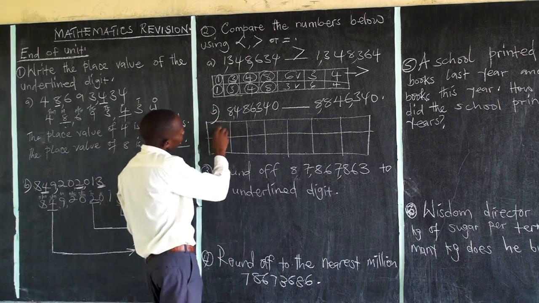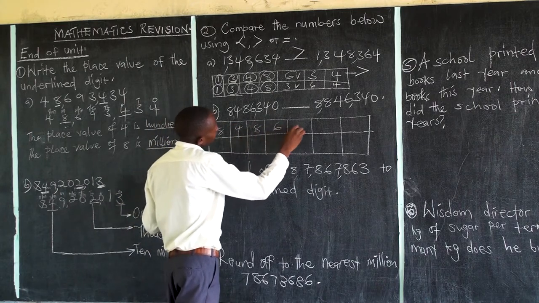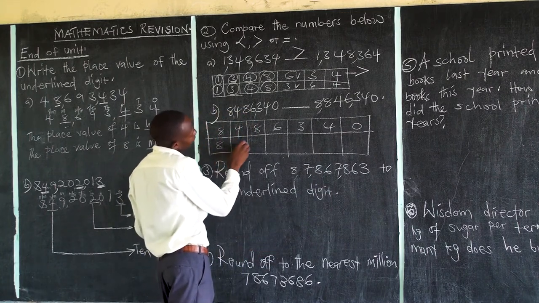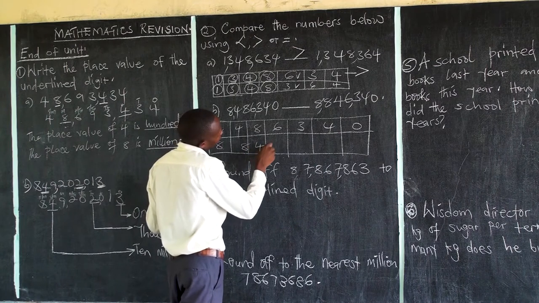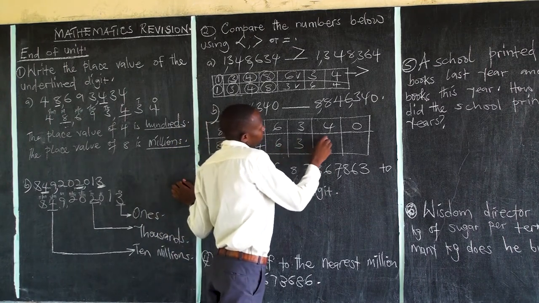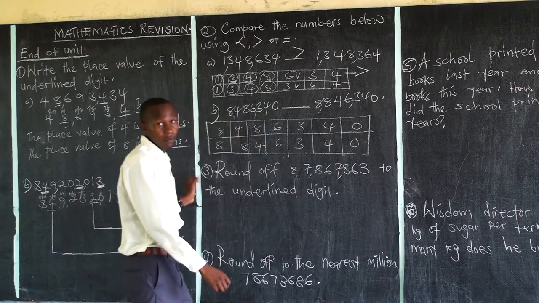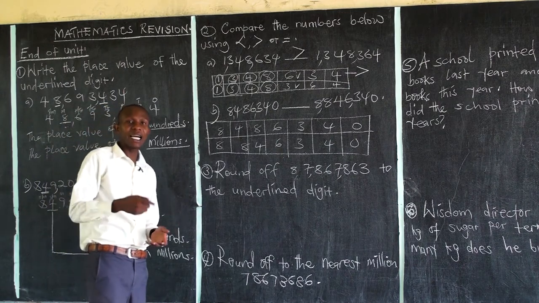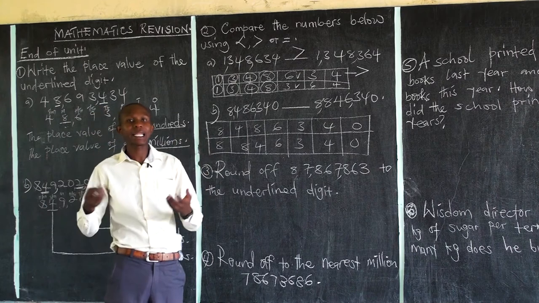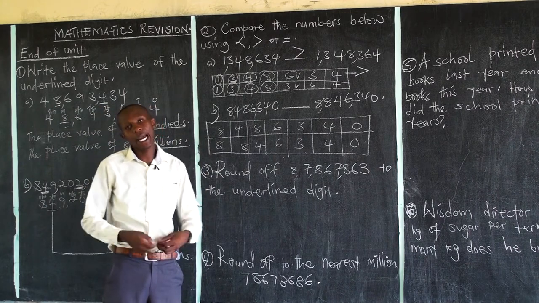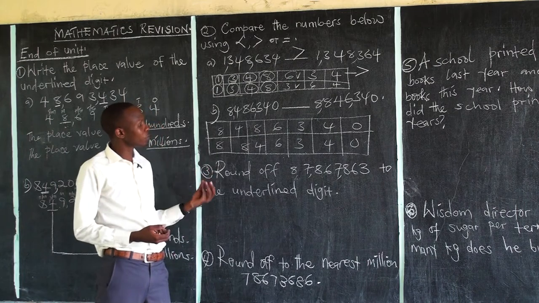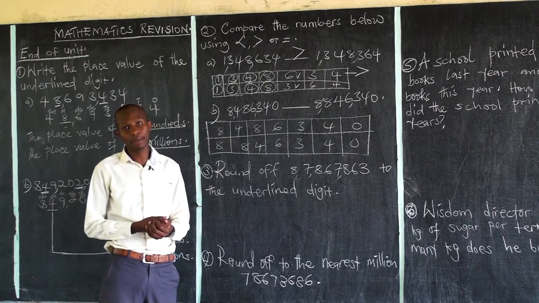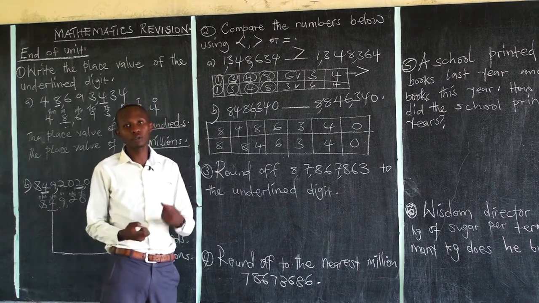So we have here 8, 4, 8, 6, 3, 4, 0. Then we come to the next one. We have 8, 8. We have 4. We have 6. We have 3. We have 4. We have 0. We have got 2 numbers there. We also don't know which one is bigger than the other. Which number is really greater than the other number? Or are they the same? I don't know. What we shall do, we shall have to come together and we work out the number. Then we see if they are the same, we shall be in position to identify them. If they are not the same, still we shall be in position to identify them.